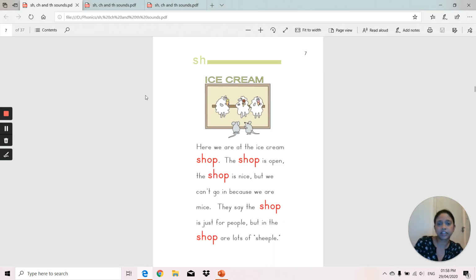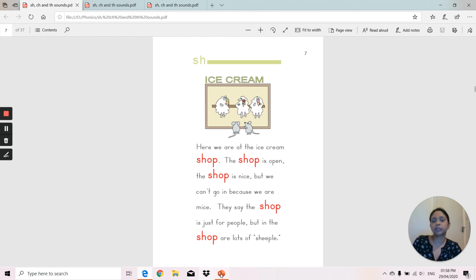Okay, so here we are at the ice cream shop. The shop is open. The shop is nice, but we can't go in because we are mice. They say the shop is just for people, but in the shop are lots of sheep. So that is your sh sound.